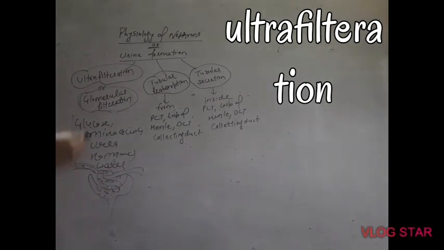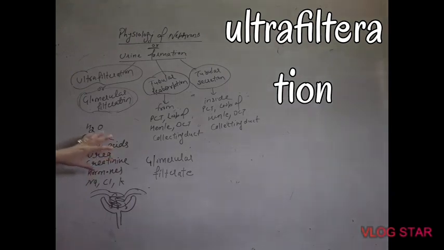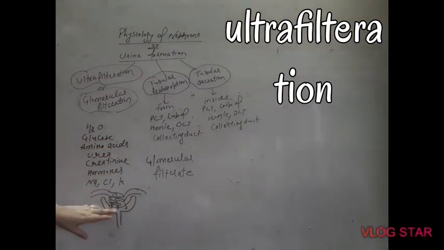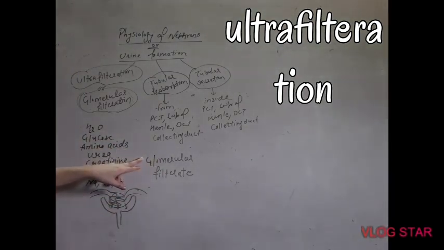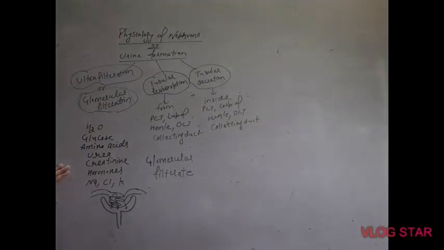Bowman capsule. These substances, because they are filtered from the glomerulus, that is why this process is known as glomerular filtration. And these substances from the glomerulus, because they enter into the Bowman capsule, are known as glomerular filtrate. All these substances which are filtered and enter into the Bowman capsule are known as glomerular filtrate. These substances are filtered under the influence of pressure. So this first step gets completed here, ultrafiltration.